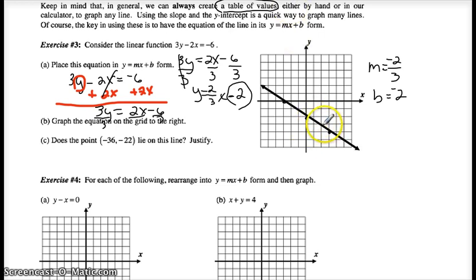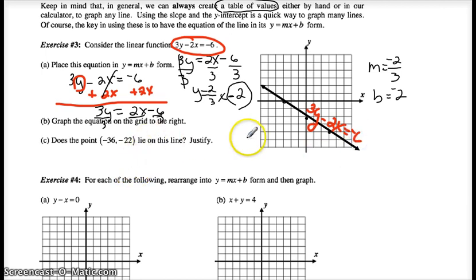So we have an equation. Oh, actually we have 2 equations. We have this guy that was given to us, and then we rewrote it to be y equals. We can plot the line with the original equation. Okay, so it's going to be 3y minus 2x equals negative 6.